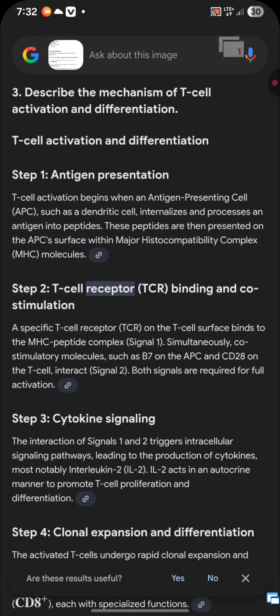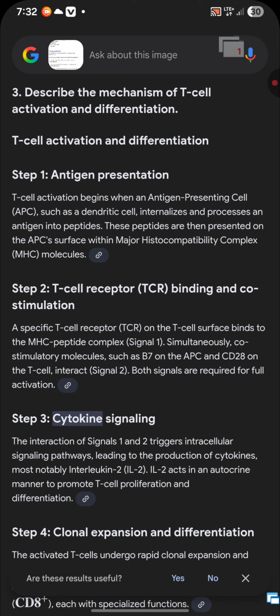Step 2. T cell receptor, TCR, binding and co-stimulation. A specific T cell receptor, TCR, on the T cell surface binds to the MHC-peptide complex, signal 1. Simultaneously, co-stimulatory molecules, such as B7 on the APC and CD28 on the T cell, interact, signal 2. Both signals are required for full activation.